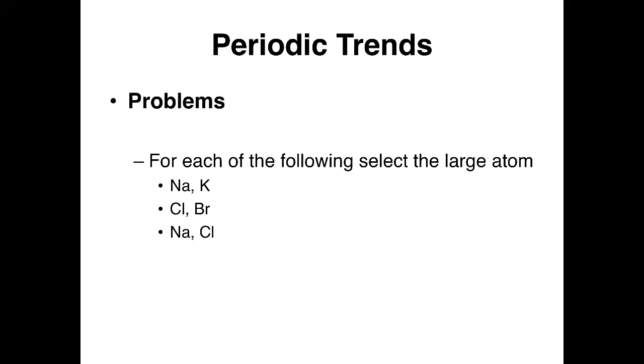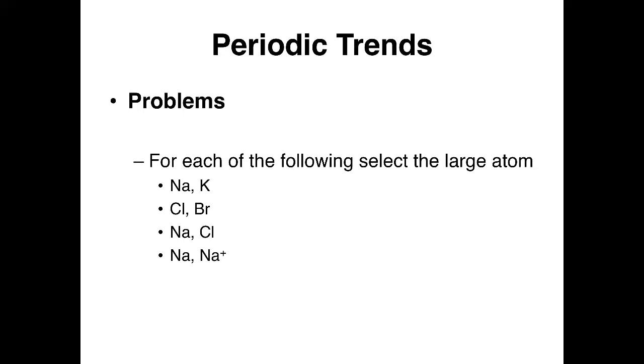Now, sodium and chlorine, this is that other rule, which states as you go from left to right in the same period, same horizontal row, you get smaller. And so sodium's on the left, chlorine's on the right, so chlorine is going to be smaller, sodium is going to be the large atom. So you circle sodium.